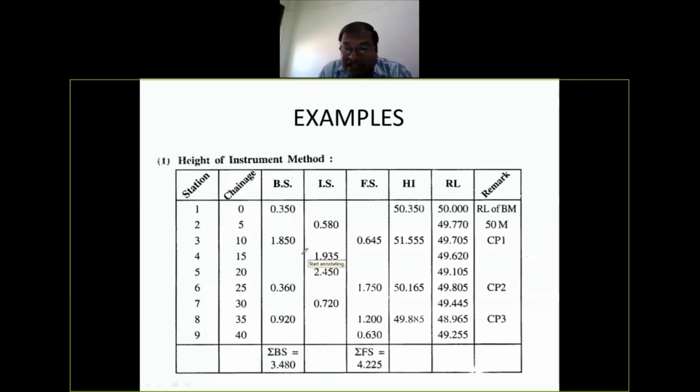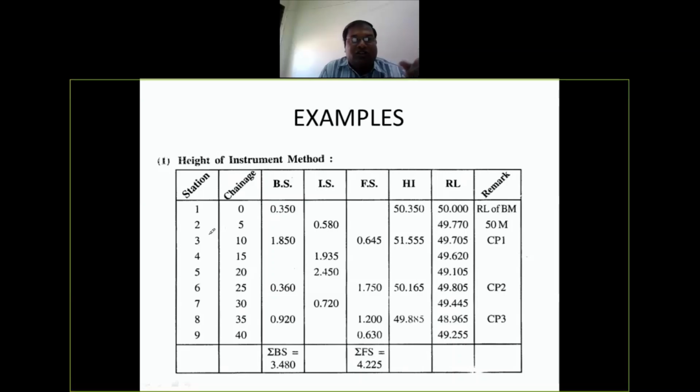Because total 12 readings are there, but stations are only 9, because at 3 stations we have taken the change point, and at a change point we always get 2 readings: one backside, another foresight. That's why I told you not to enter the station values earlier. Once you enter all the backside, IS and foresight values, after that you enter the station value. So total stations are 9, readings are 12.